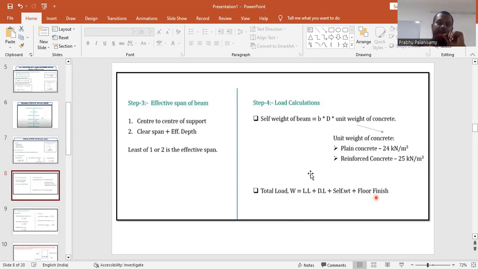For the effective span of the beam, we have two conditions: one is center to center of supports, the other is clear span plus effective depth. Of these two conditions, whichever is least, we take. In the load calculation, we have the self weight of the beam, B times D times the unit weight of concrete. The unit weight of plain concrete is 24 kilonewton per meter cube, and reinforced concrete is 25 kilonewton per meter cube. The total load will be dead load and live load, self weight plus floor finish. This will be the load calculation for this method.